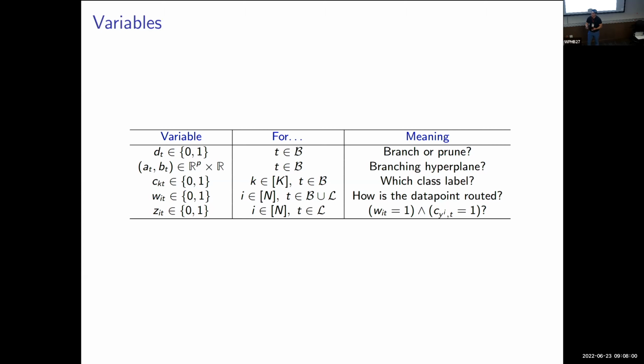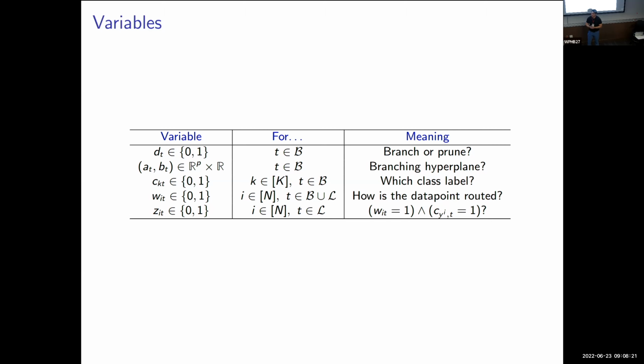And ZIT is sort of this logical AND of these two other things. But what ZIT really means in a sentence is it's one if and only if data point I is sent to leaf node T, and it's also correctly classified there. So it's a bit of a mouthful. But WIT, I'm just going to say right now, is the most important decision variable to be concerned with.